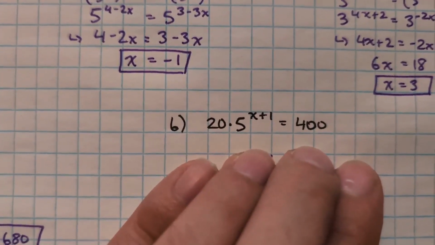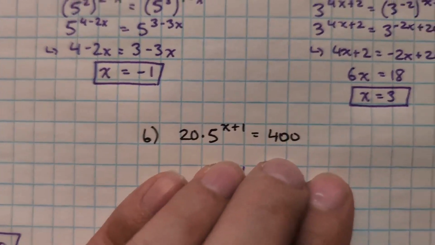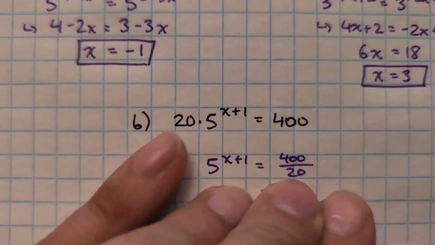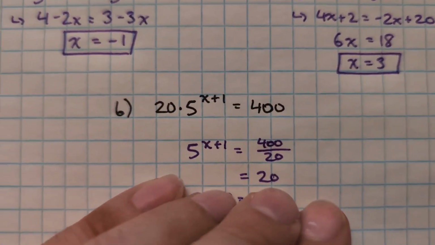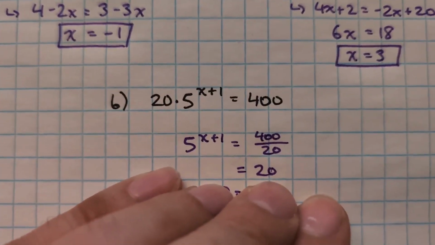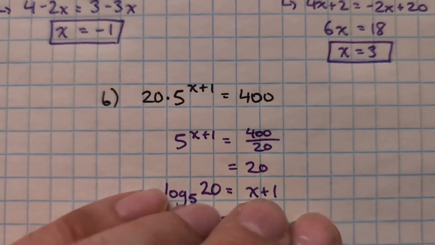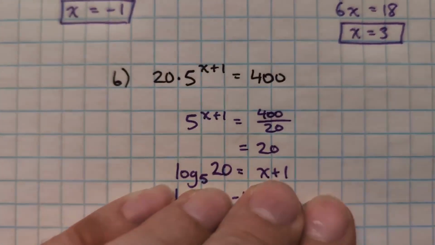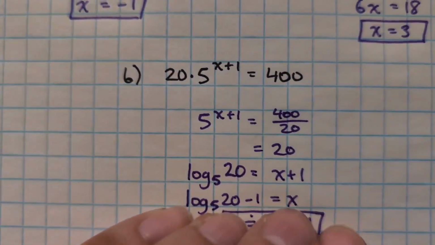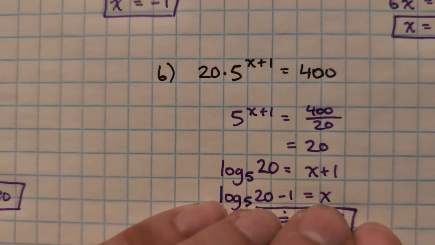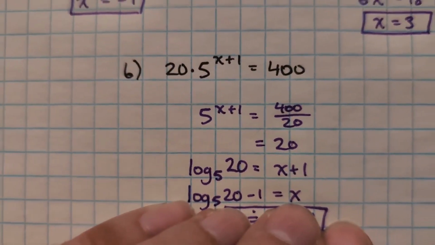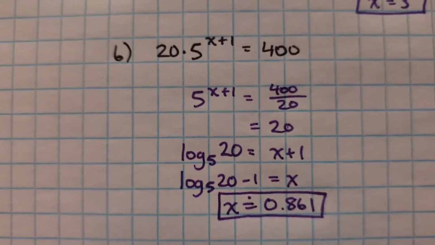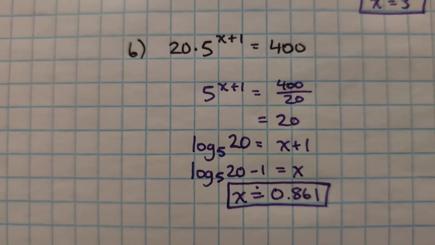Got one more example here for example 2. Second example here, 20 times 5 to the x plus 1 equals 400. Well, I can divide both sides by 20 to get rid of that 20 that was on the left, and we'll get 5 to the x plus 1 equals 20. Then we can convert things into our logarithmic form. So log base 5 of 20 equals that exponent equals x plus 1. Subtract 1 from both sides, and log base 5 of 20 is something we can put in our calculator. If you need to, log 20 over log 5, and then subtract 1 at the end, and we should get approximately 0.861.